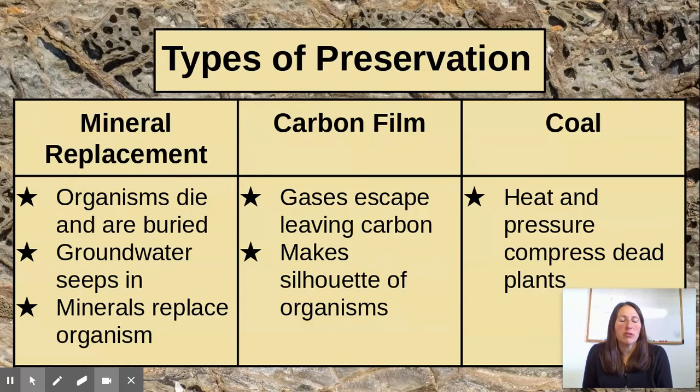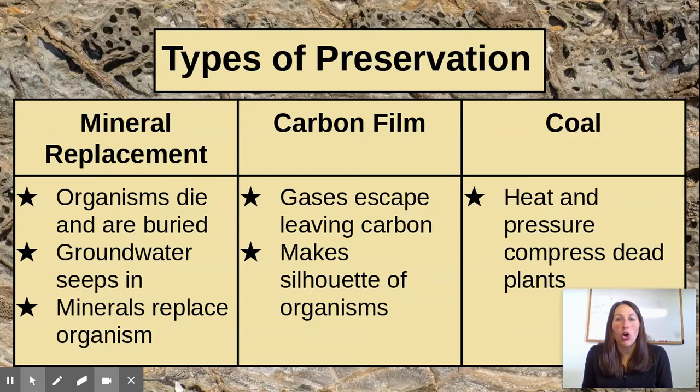So in mineral replacement, of course, the organisms have to die to make a fossil, and then they're buried, which we just talked about. So once they're buried, this groundwater, so water from the ground, starts to seep in. And then minerals from the groundwater are going to replace the parts of the organism. We find that later, you're going to have the shape, which is the fossil.